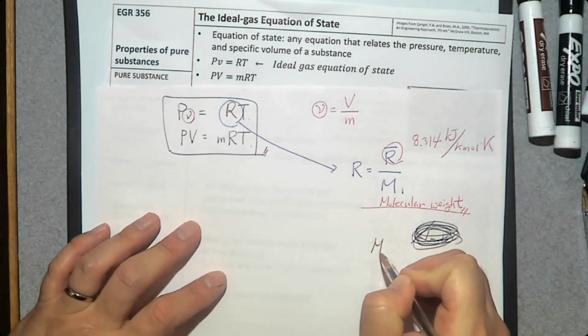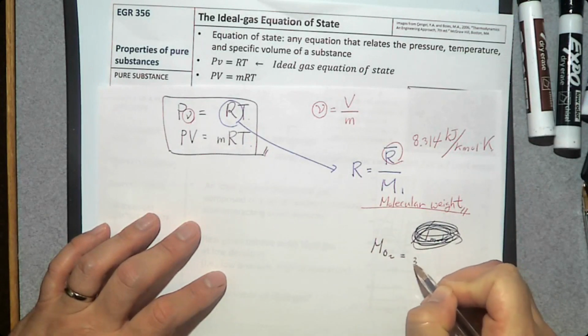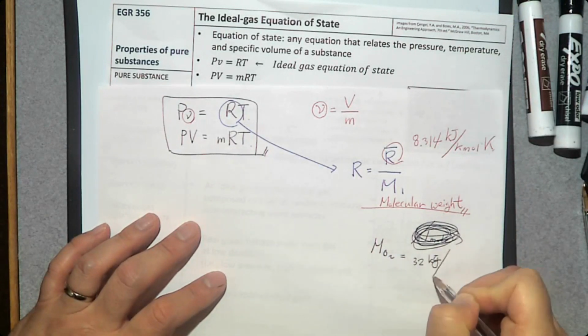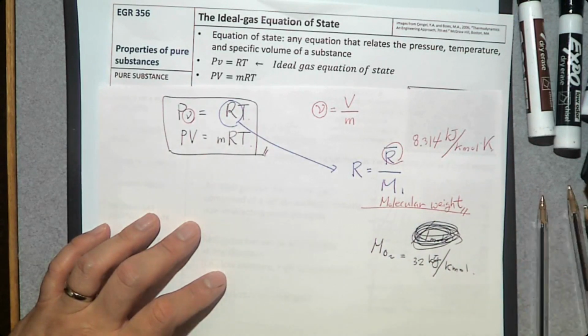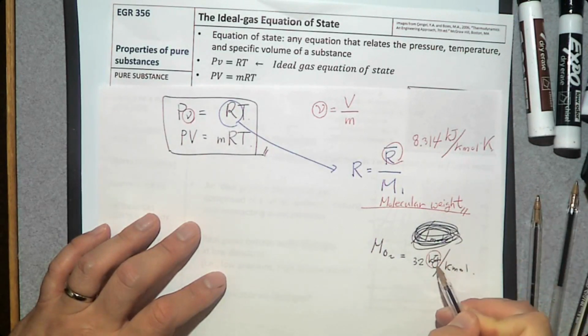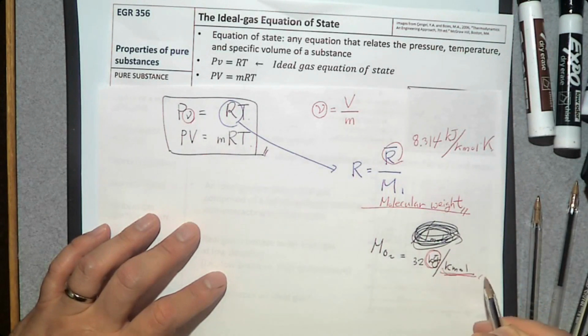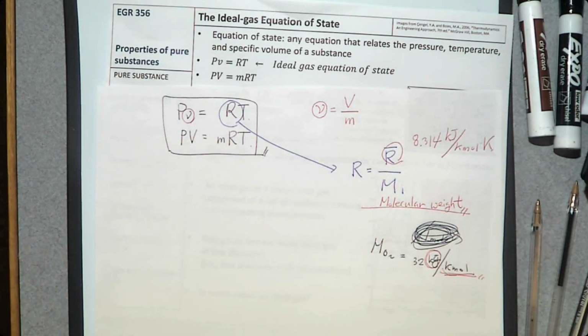So for example, the molecular weight of oxygen is going to be 32 kilograms per kilomole. You must be pretty familiar with kilogram, but maybe not kilomole. One kilomole means 6.023 times 10 to the 26 molecules. So if you have that many oxygen molecules, then the mass of the system is going to be 32 kilograms. Okay, so that is molecular weight.